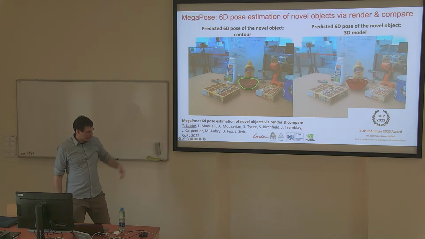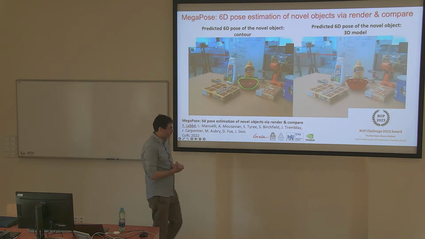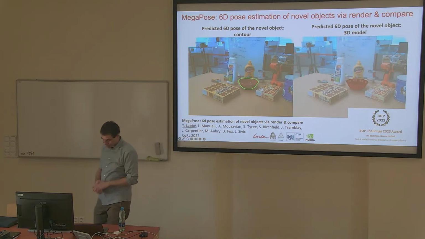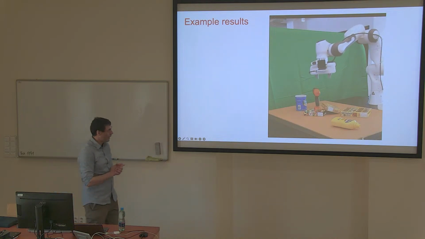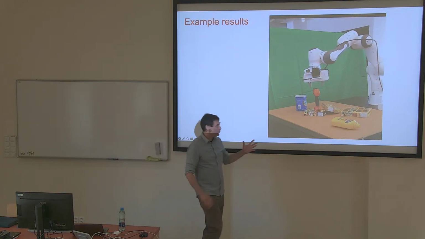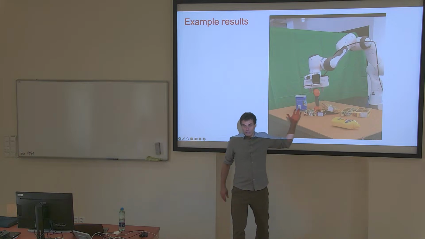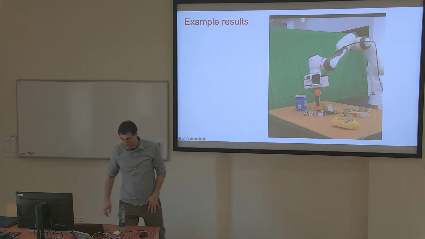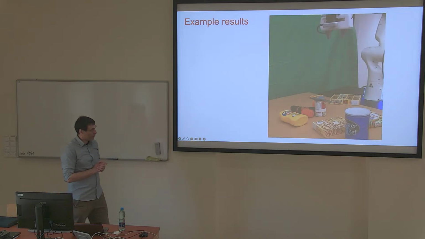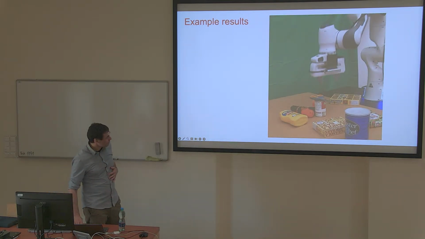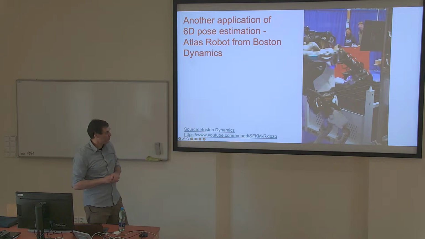A couple years back, this method was one of the best ones, and it's open source. So you can just download and use it. How would you use it? For example, in robotics, you can estimate the pose of the object, and you can plan a trajectory of the robot, grasp the object, and do something. And I will show you one more application of object pose estimation.